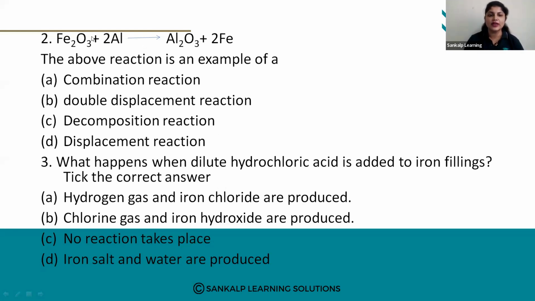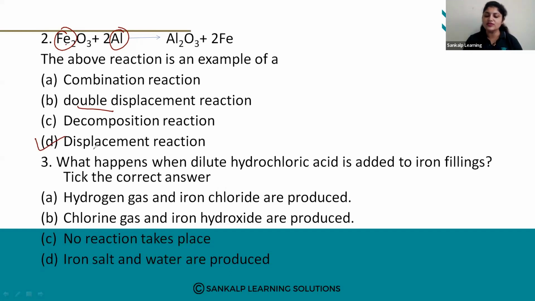So this is a reaction. You have to tell what it is. Here you can see Fe is getting displaced by Al. So this is an example of a displacement reaction. Not option B, it is D, displacement. Double displacement means two should get displaced. Here only Fe is getting displaced by Al, so only one displacement reaction is taking place. So this is a displacement reaction.